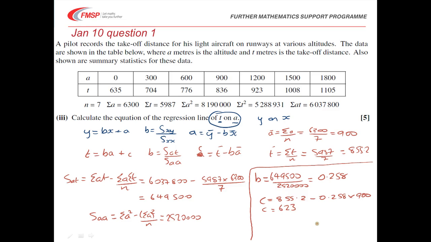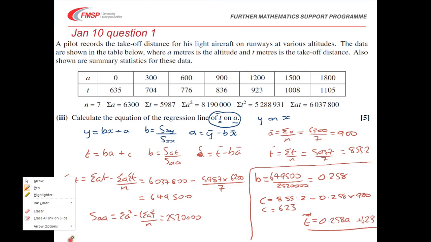Okay, so your regression model is now going to be T is equal to 0.258A plus 623. Okay, so let me change my pen and show you where your marks are awarded here. So you've got 5 marks in total for this.